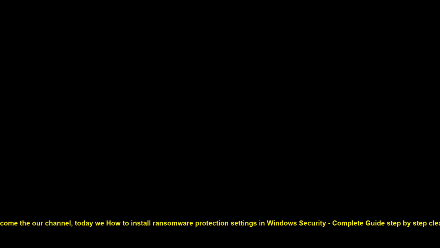Welcome to our channel. Today we'll show how to install ransomware protection settings in Windows Security, a complete step by step guide. To install ransomware protection settings in Windows Security, first, open the Start menu.